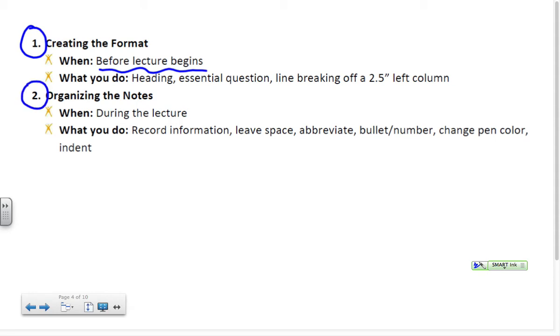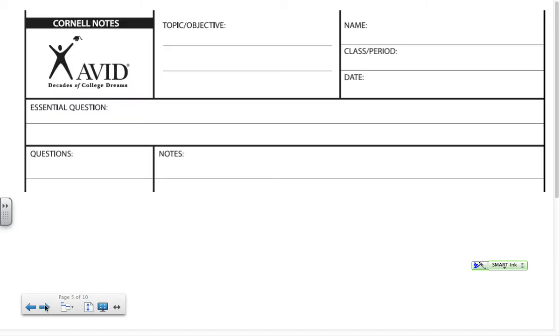And so you're going to record information that I am including. You're going to leave some spaces, abbreviate. Feel free to bullet, change colors, use signs, notes, indentations to help you.